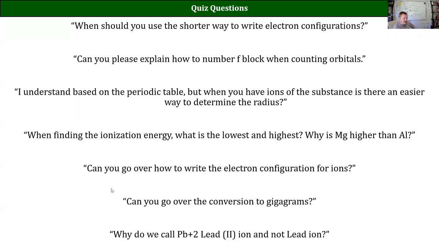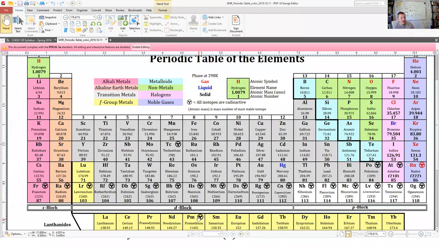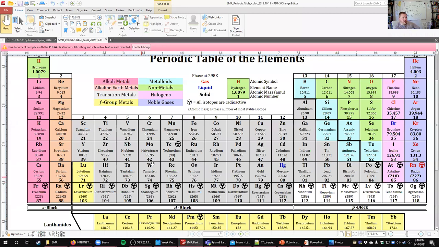All right. And then before we go over the homework and the conversion to gigagrams, somebody else asked why we call it lead-2 ion and not just lead ion. And this goes along with the idea that once we get to the d orbital, things get complicated. We saw that with our electron configurations. It turns out that's the same for some other properties, including charge.